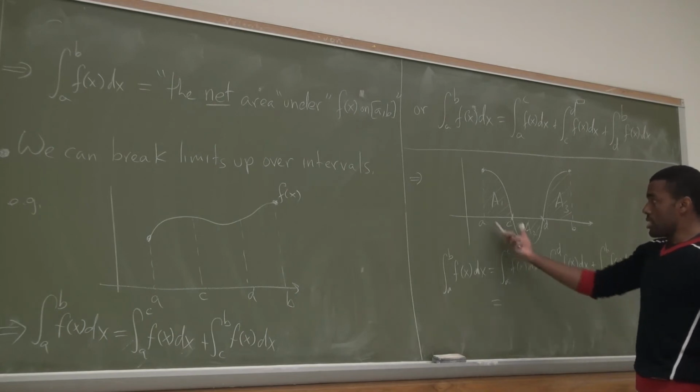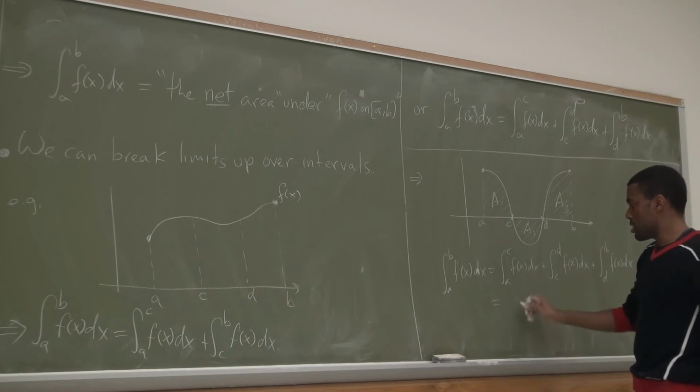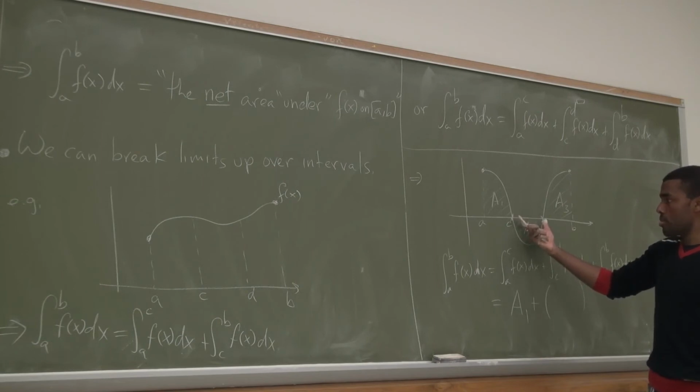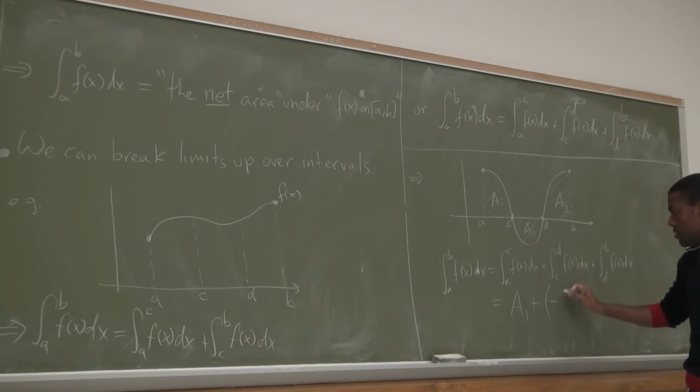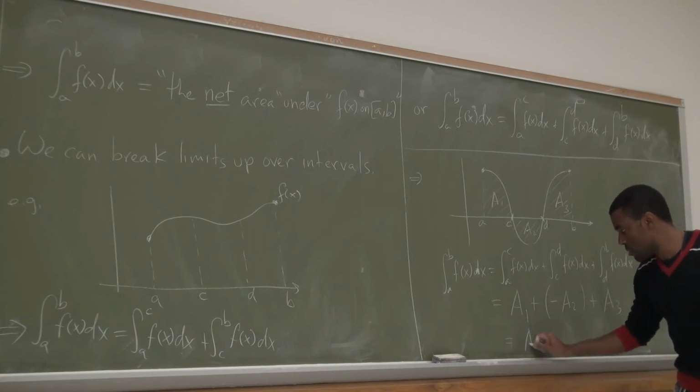Now this integral just tells us the area under the curve, the net area between A and C, that's just A1. Plus, this tells us the net area under the curve, in quotations, between C and D, because our function is underneath the horizontal, this will give us the negative area. Plus, this gives us the net area between D and B, so this is just that area, right? Which gives us the same thing as before.